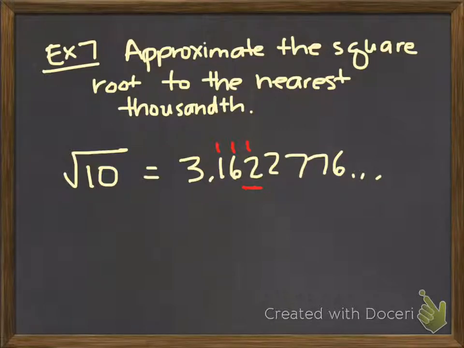Then we look to the right, and if it's less than 5, the 2 stays the same. If it's 5 or bigger, it becomes a 3. So rounded to the nearest thousandths would be 3.162.